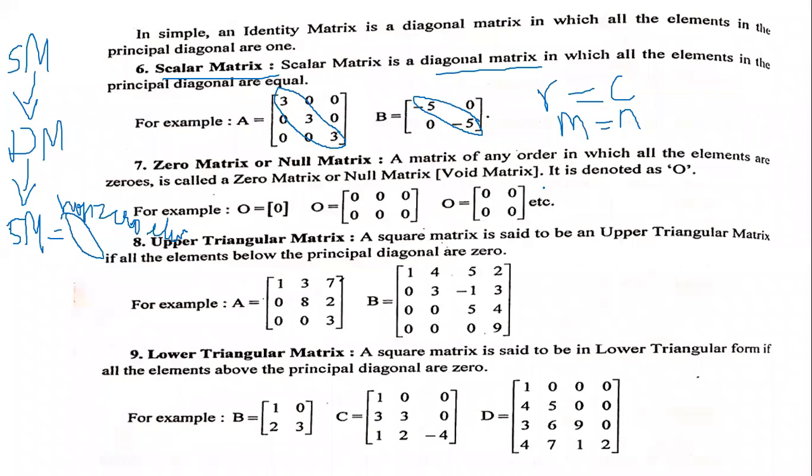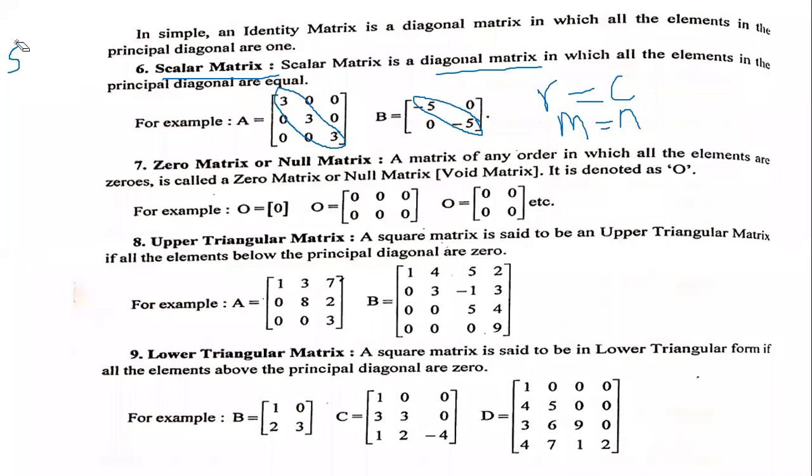Okay, now going to the next type of matrix, the zero matrix or null matrix. Let us read what is there. A matrix of any order in which all the elements are zeros. Very easy. You take a matrix where all the elements are 0. That is a null matrix. Or it's directly called a zero matrix, and it is denoted by capital O. So even if it is one element, it is a zero matrix.